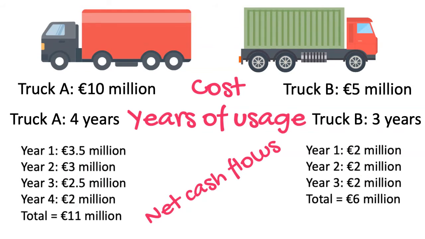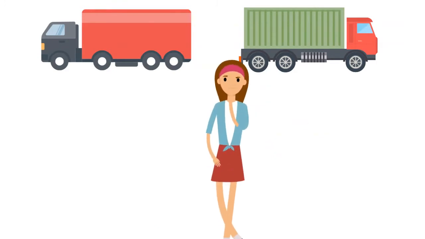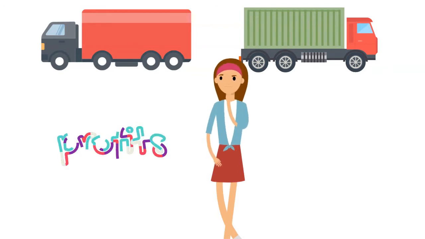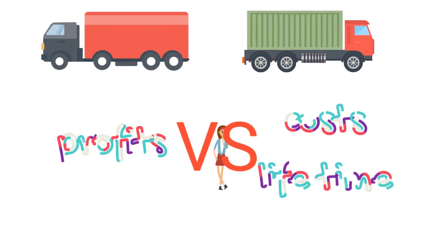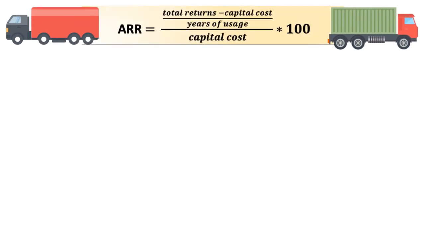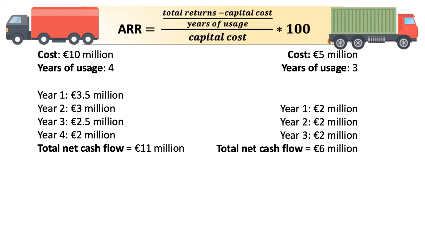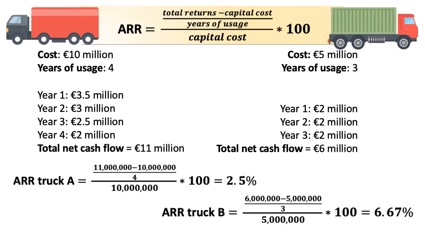However, it is difficult to assess in this way the profitability of a project, as truck A also costs more. This is why we need to calculate a standardized form of assessment that takes into account the total profits, but also the cost and life of a project. If we apply the ARR formula to our two potential trucks, we get the following figures. Now we can see that despite the fact that truck A generates in total more profits, its profitability is lower than that of truck B.